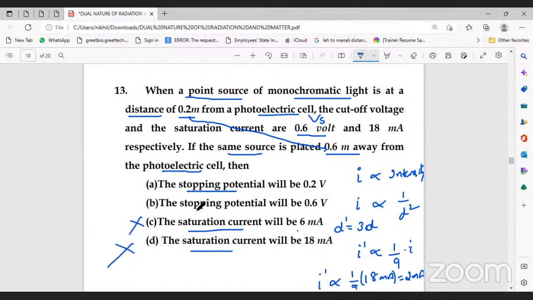Now you have to talk about stopping potential. Please remember, stopping potential is independent of distance. It does not depend on distance. When stopping potential does not depend on the distance, whatever the initial stopping potential they have given, 0.6 volt, you should get 0.6 volt only. So which is the right option? The second one is the right option. So the stopping potential will become 0.6 volt.